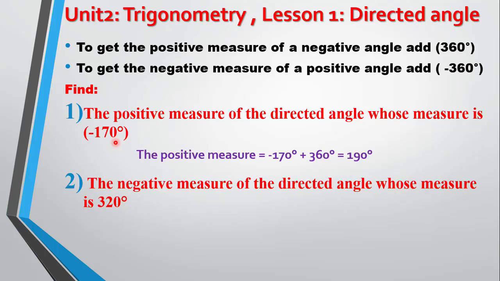Number 2, I want the negative measure of the directed angle whose measure is 320. So I'll add negative 360. It will be negative 40. Okay.